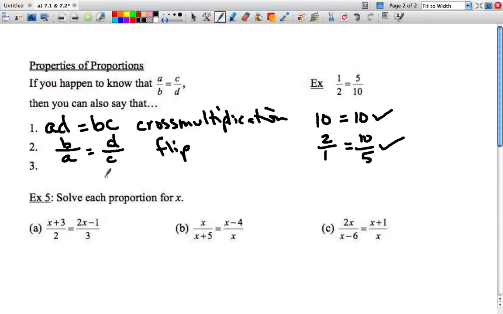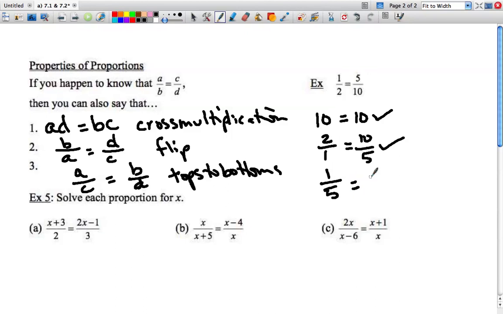And the third thing is you can look at the ratio of the tops, the ratio of the bottoms. So a over c would also be congruent to b over d. And let's check this one out. This is tops to bottoms. Sometimes it helps to have these tricks to play around with the ratios. So that would mean that 1 is to 5, which is top is to top, as 2 is to 10. And isn't that right? 1 is to 5, as 2 is to 10. That totally works.